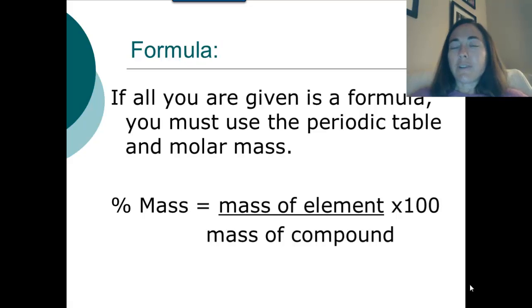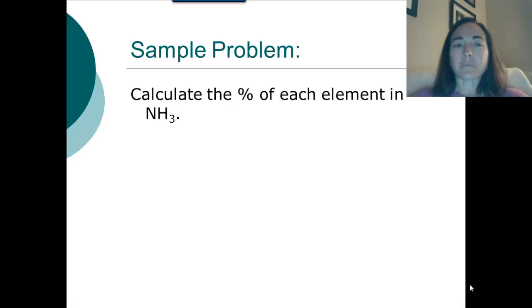Now here's a different kind of problem. Sometimes you'll just be given a formula for a compound and asked to find the percent composition. If you do, what you're going to need to calculate is the mass of every element in the compound, like when you do molar mass, and divide it by the molar mass of that compound. Then multiply that decimal by 100 to make it a percent. Let me show you one.